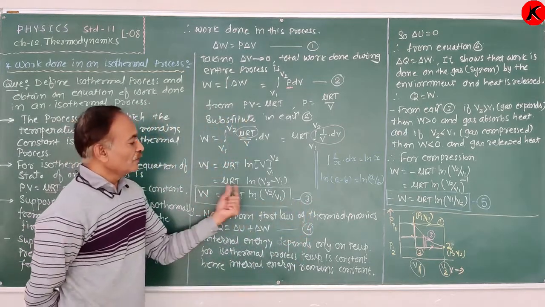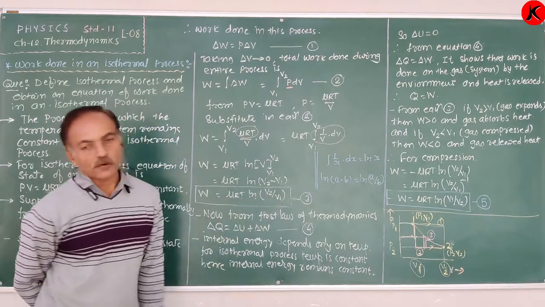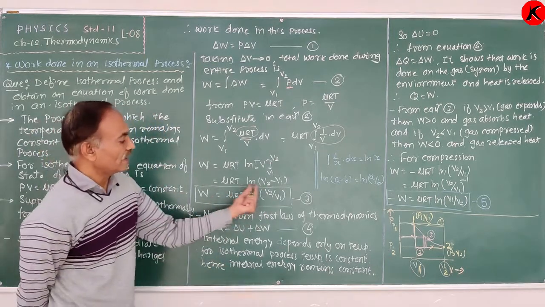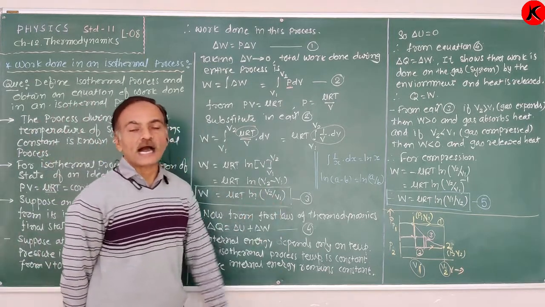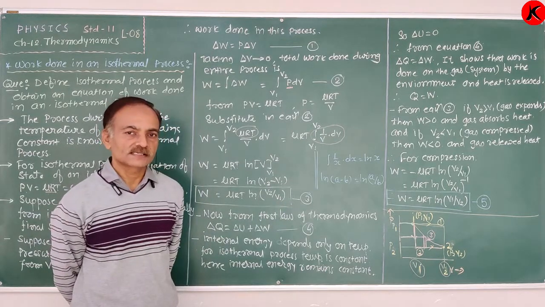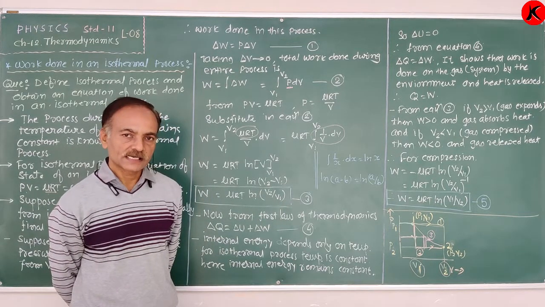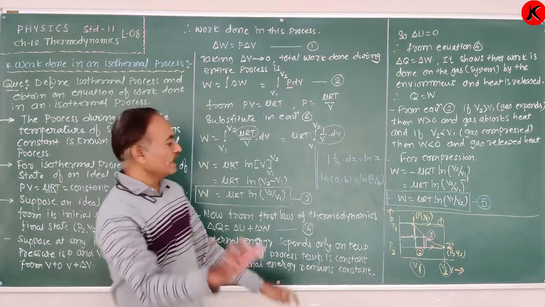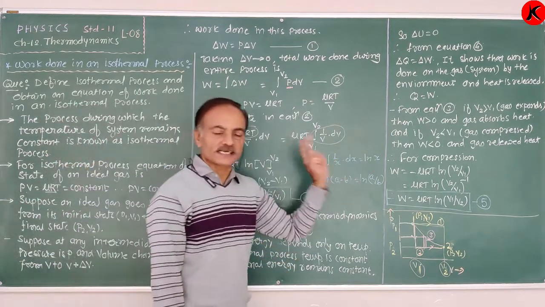W is equal to mu RT ln V2 upon V1. That is the work done during the isothermal process. Clear? Okay. Now we repeat up to this point, and then we discuss the later part.